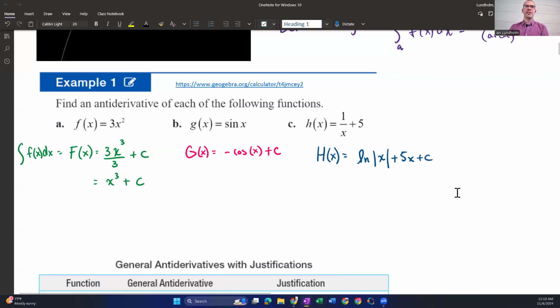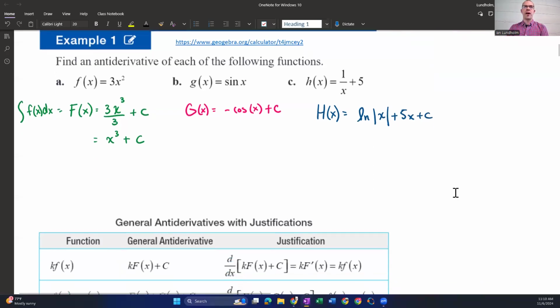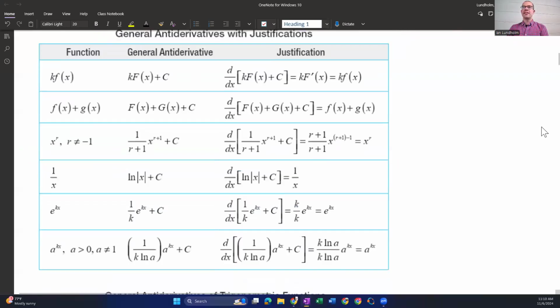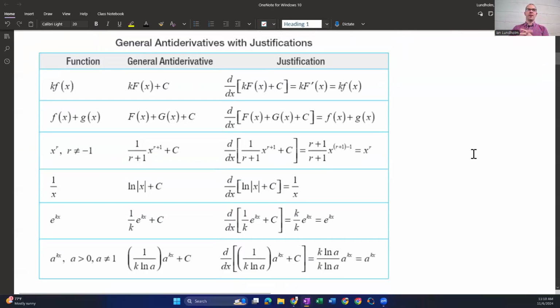Let's go back to this and keep moving on. All right, so this next table I wanted us to look at is labeled general antiderivatives. And these are just some thoughts that we might have for reversing the thinking that we're used to and doing antiderivatives instead of derivatives. All of these hopefully will make sense in time.